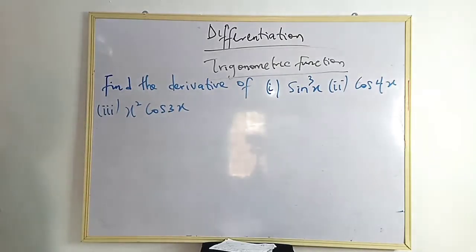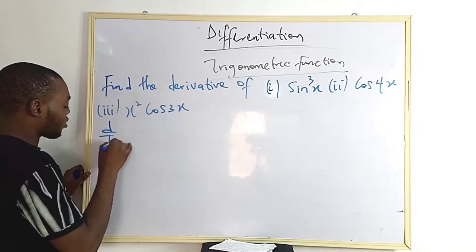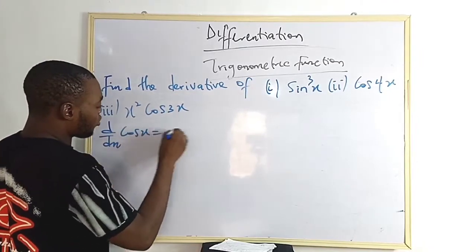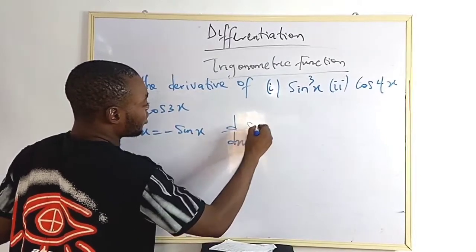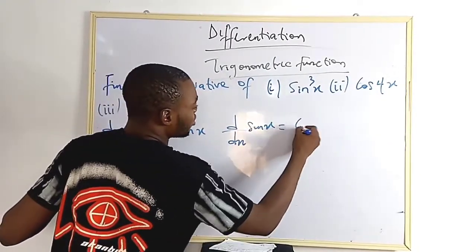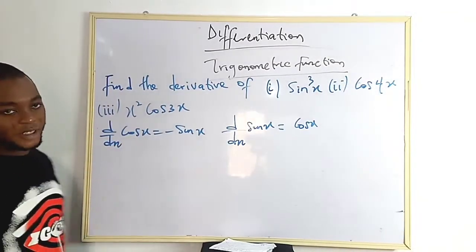So today we're going to solve this. First thing I want you to remember: the derivative of cos x equals minus sine x. Derivative of sine x equals what? Cos x. Don't forget that. I think that's what we'll need in this particular tutorial.